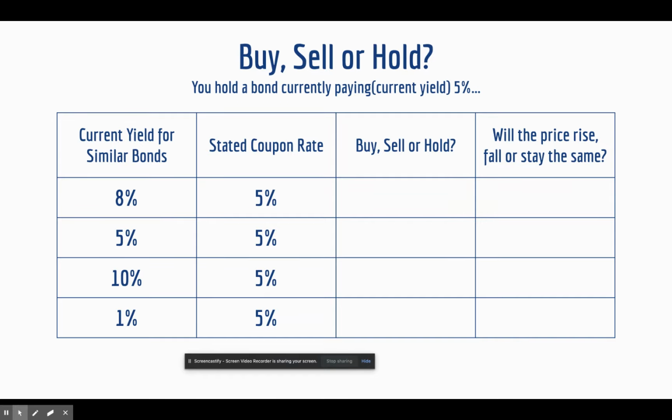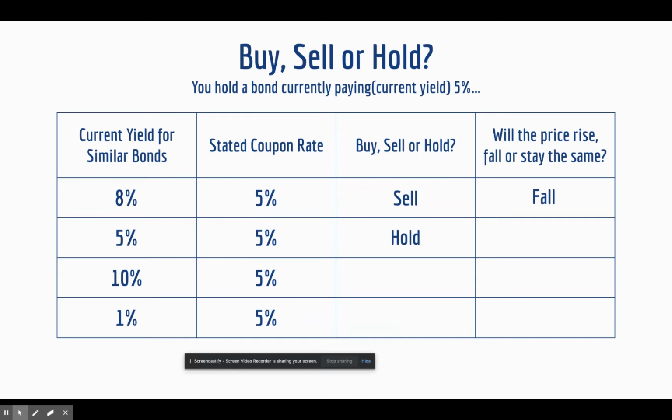And so this is an expanded look at the examples that we just looked at. If you have a stated coupon rate of 5%, but current bonds are yielding 8%, are you going to buy, sell, or hold? This is for the current bond that you're paying. And then also, will the price rise, fall, or stay the same? In the first example, if I have a bond and current bonds are paying a higher yield than mine, it's very probable that I will sell my current bond, and then the prices will fall.